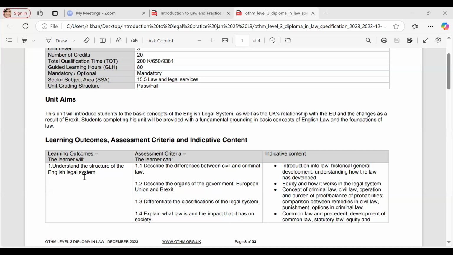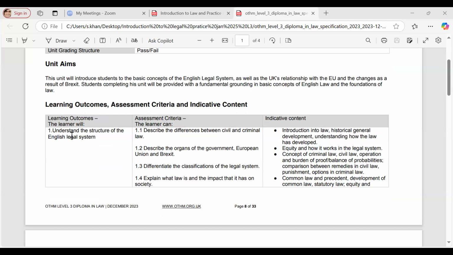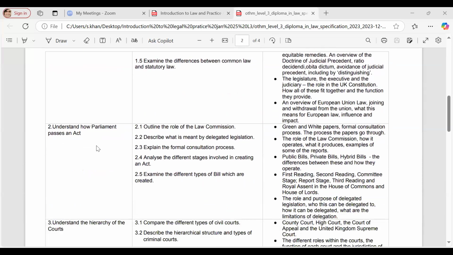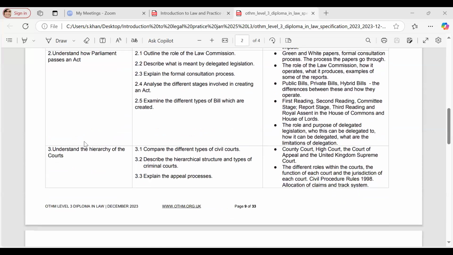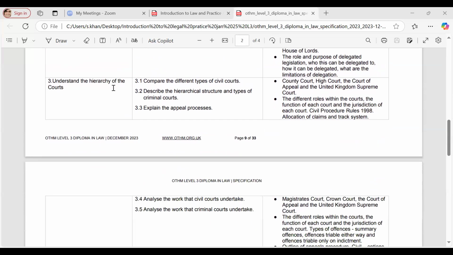There's four learning outcomes and an assignment discussion. I'm not going to go through the assessment criteria because throughout the sessions we'll go through that, so you'll have more of an idea and it's clear to you. Firstly, you've got the learning outcomes. One, which we're doing today, is to understand the structure of the English legal system. The second learning outcome is to understand how Parliament passes an act. And the third one is to understand the hierarchy of the courts, so different structures of courts.